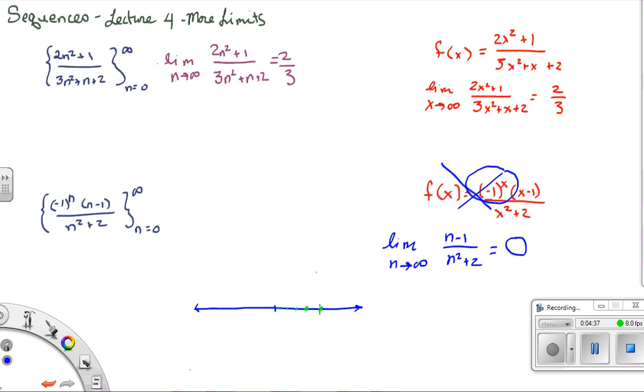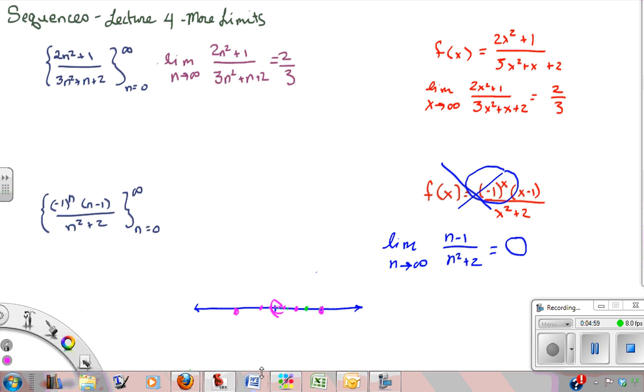So when they alternate, we get a positive, right? And then it goes over to a negative. And then we get a positive, and then it goes over to a negative. Then we get a positive and a negative and a positive and a negative. In other words, it's bouncing back and forth, but it's still zeroing in on 0.